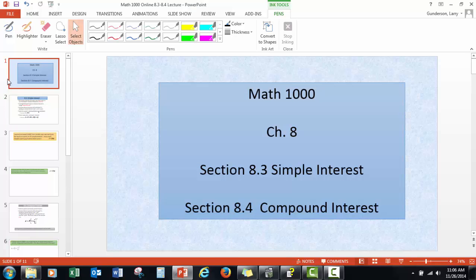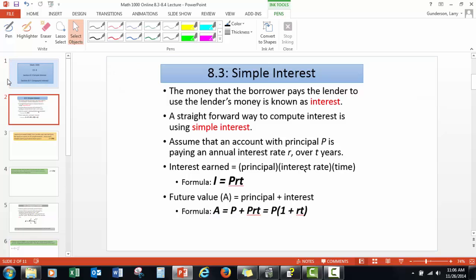As you can see from the opening slide here, we're going to talk about simple interest and compound interest today, and about a third of your test, maybe up to a half of a test, will be on this subject, especially the compound interest. Simple interest is not a difficult subject at all. There's a real simple formula that you use to find simple interest, and it's right here.